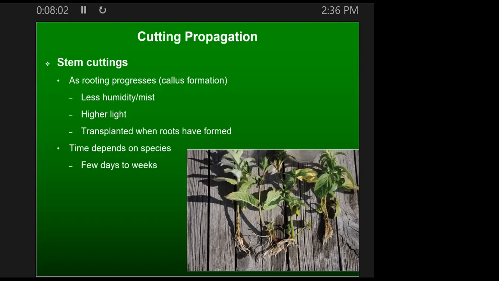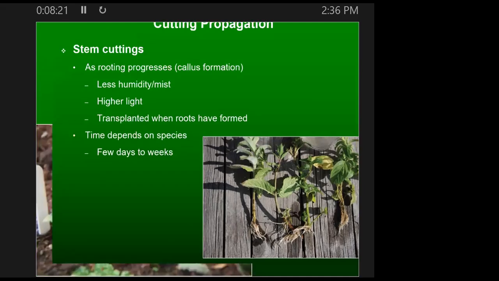It can be just a few days to get root systems to form, but it can also be several weeks, depending. So they know a lot of the parameters for all these different commercial plants that they do stem cuttings with. So it's kind of just following the recipes. They've figured out a lot of this quite well.